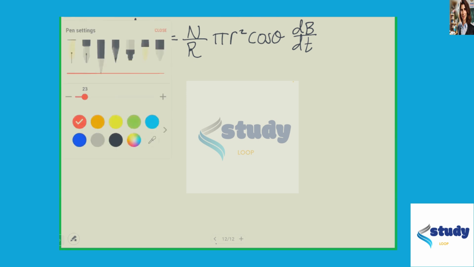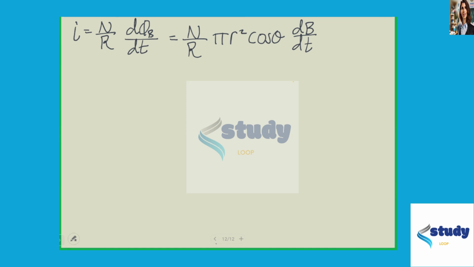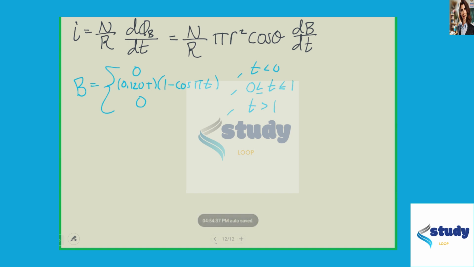So now you have to worry about the derivative. So B was 0 times 0.120 Tesla times 1 minus cos pi t, and 0, for t less than 0, t between 0 and 1, and t greater than 1. So, of course, the derivative of 0 is just 0. So the only part that we have to worry about is this.